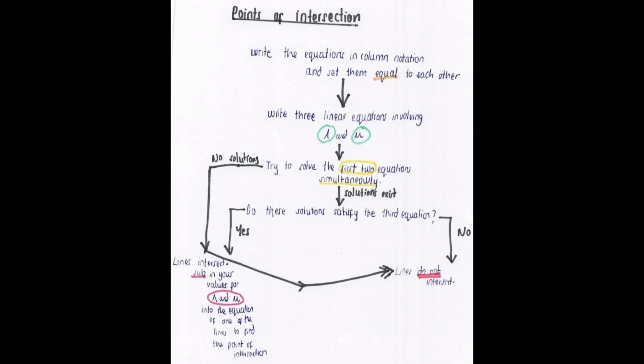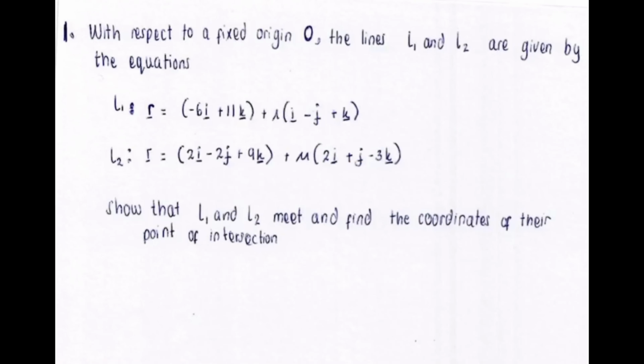Let's look at an example of how to do this. This is a question that involves lines L1 and L2. We're asked to show that they meet and find the coordinates of their point of intersection. Rewrite the equations into this form. Take the first two lines and solve simultaneously.